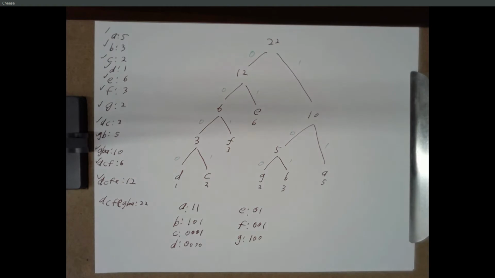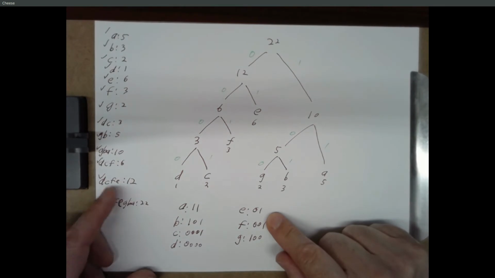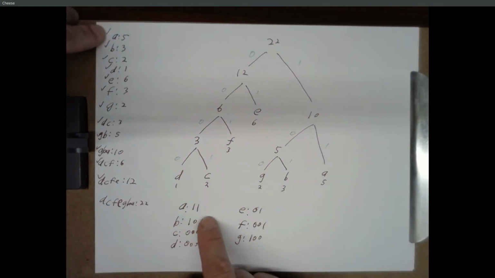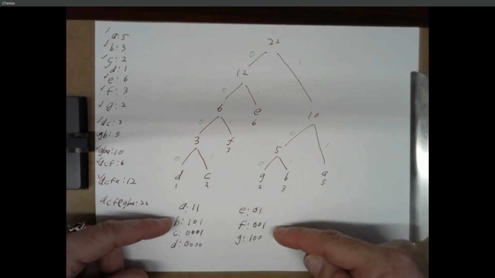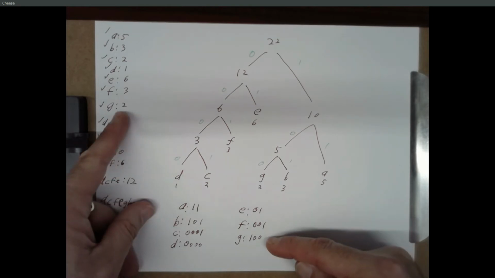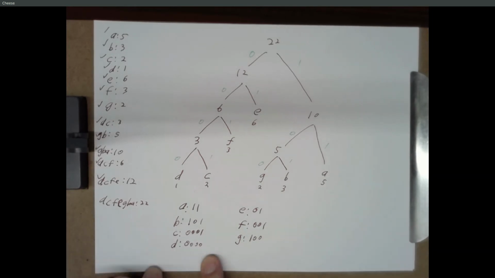So you always begin at the top, yeah. And you're finding your path to each leaf node. And so what's the effect of this? Well, our most frequent letter, E, has a 2-bit code, 01. Our second most frequent letter, A, also has a 2-bit code, 11. B and F are our next most frequent, and B and F both have 3-bit codes. G is next frequent, that's got a 3-bit code, and then D and C are relatively infrequent, and those have a 4-bit code. So the more frequent ones have a shorter code.